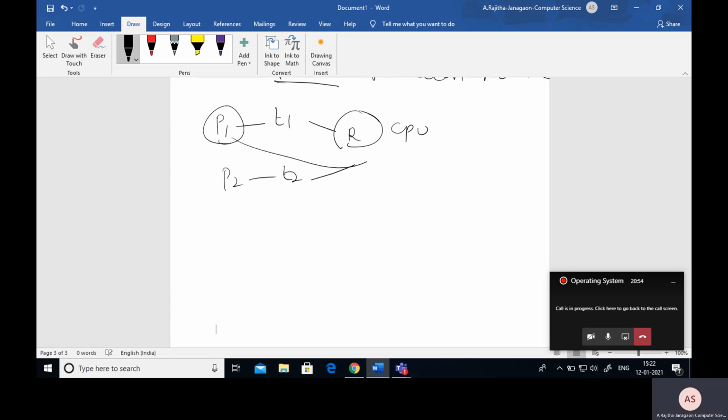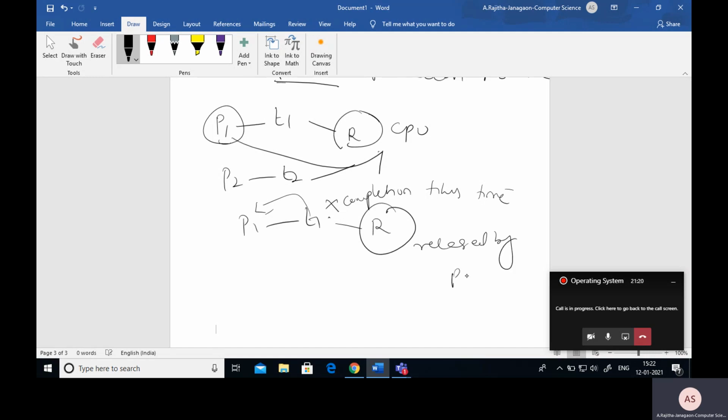Released from this process. Here that is P1 and T1. So the P1 process is assigned some time quantum. Within this time only, this P1 process is executed or uses this resource. After completion of this time, this resource is released by P1 and it is used by some other process until this time quantum is completed.